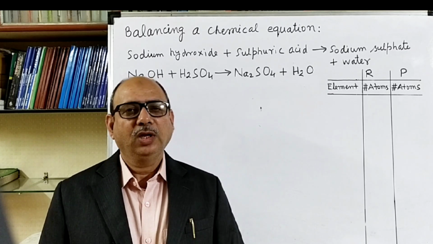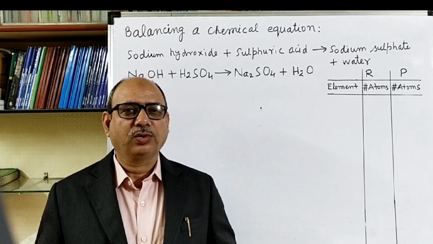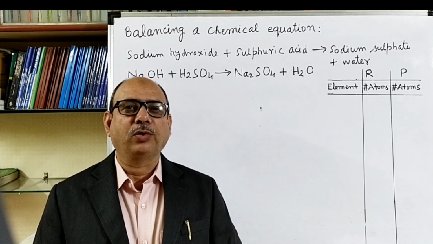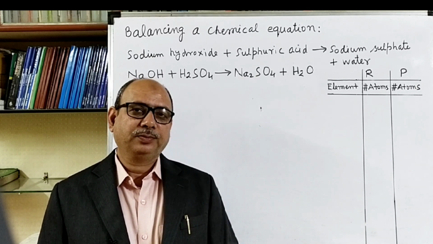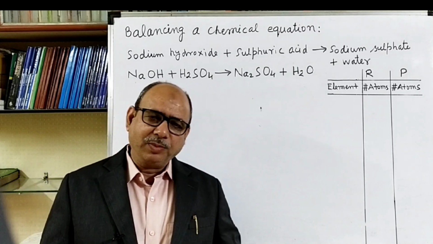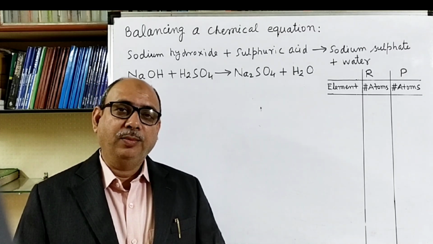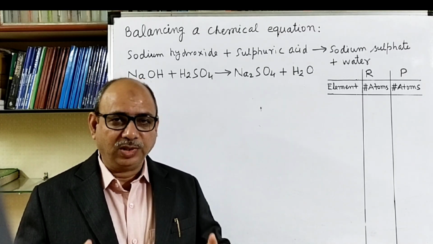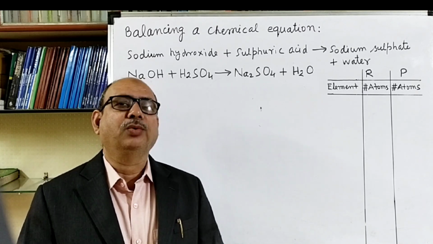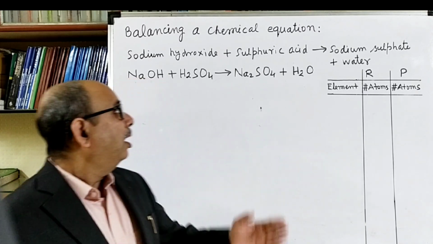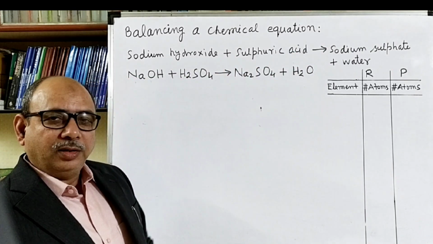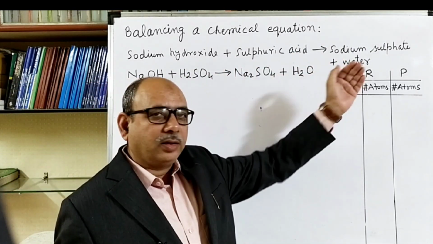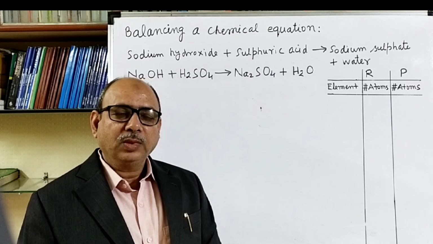I am Ajmal. In this video we are going to learn about a very important and useful topic, and that is the balancing of a chemical equation. Balancing of a chemical equation means making the number of atoms in reactants and products equal. On the left side of the arrow are reactants and on the right side are the products formed.